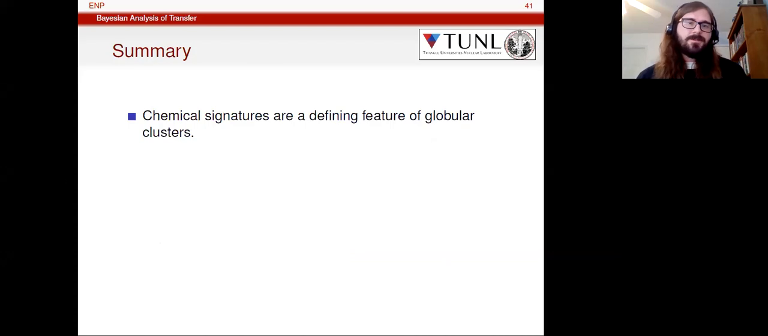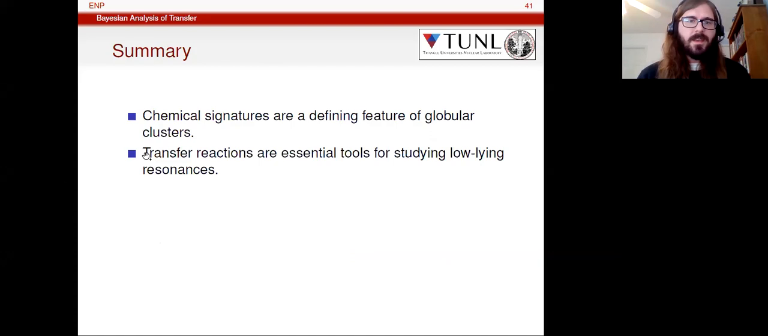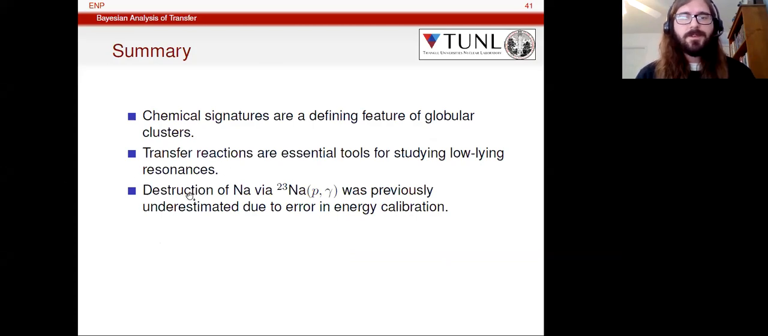predictions. And so in summary, these chemical signatures are the defining feature of globular clusters. Transfer reactions are basically essential the farther you go towards the proton threshold. So these low-lying resonances really need transfer reactions to inform both spin parities and other things. The destruction of sodium via sodium-23 (p,gamma), at the very least, has been biased because of the energy calibration issue I talked about before, so the rate is likely 5 times higher.